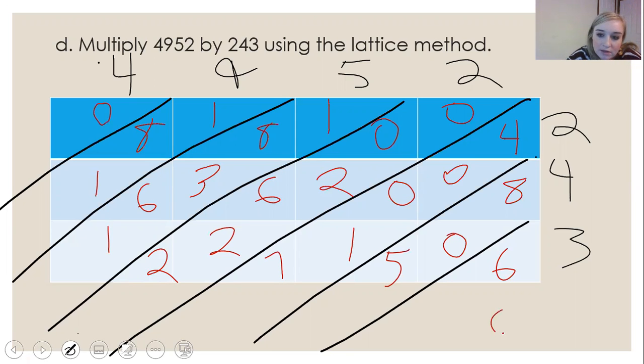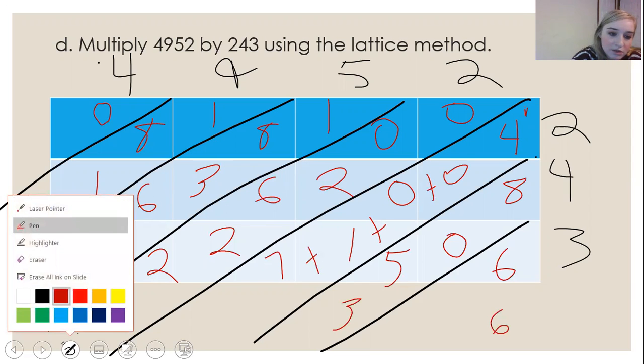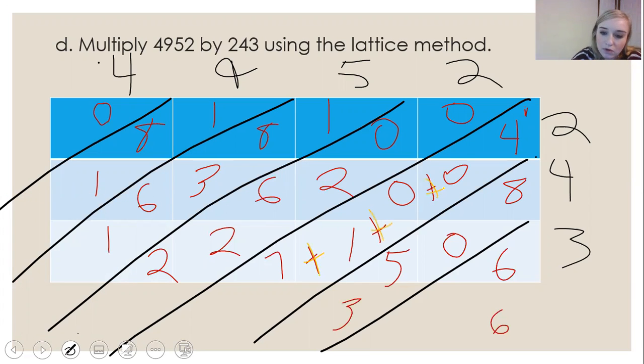So we see here that we get 6. 8 plus 5 is 13. So we're going to have to carry the 1 over here. 7 plus, I should probably change that. I'm gonna write a line here. And so now what we're doing is 7 plus 1 plus 0 plus 0 plus 4, carry the 1.